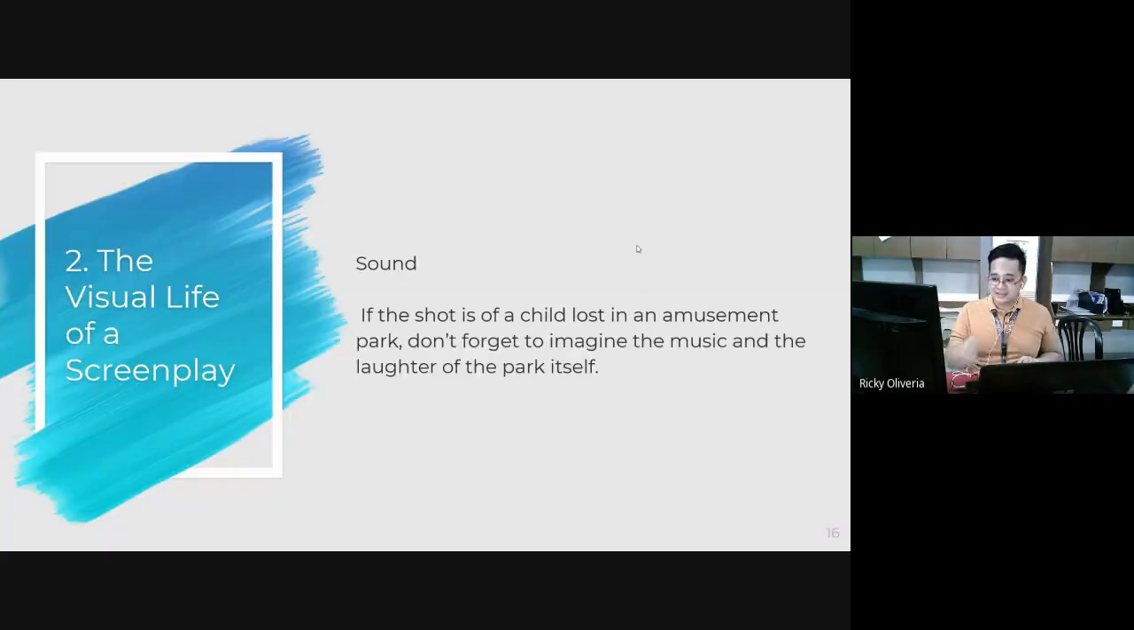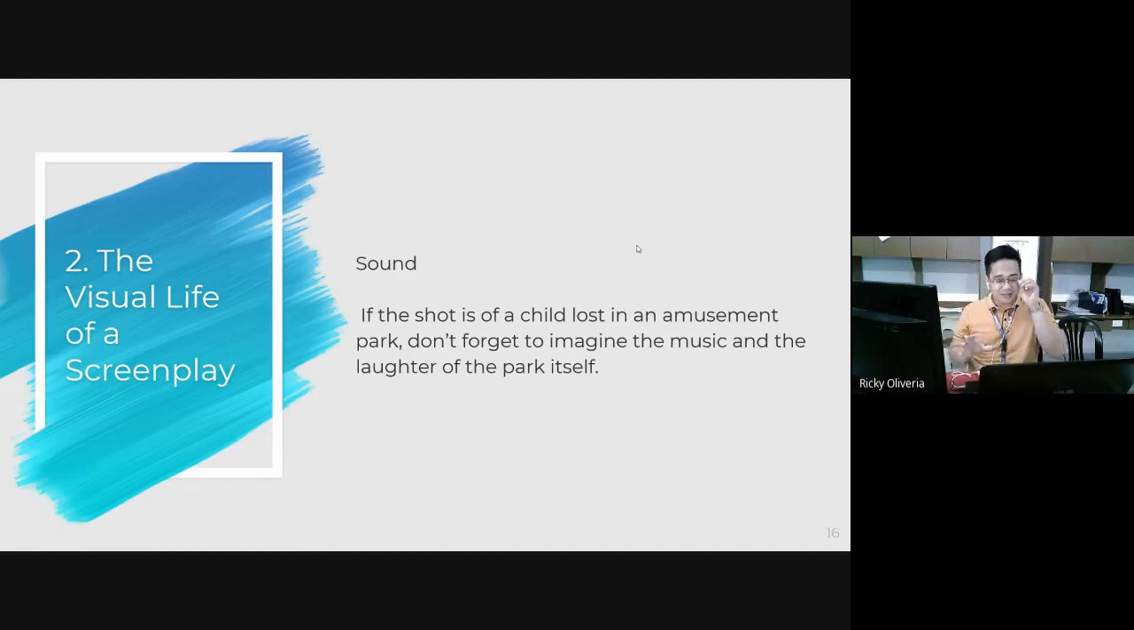Okay? Sound, no? This is also important. So this highlights a particular emotion, emphasis on a particular mood, emphasis on a particular scene. Halimbawa, example na lang yung nilagay ko dito. If the shot is of a child lost in an amusement park, don't forget to imagine the music and the laughter of the park itself. So, halimbawa, yung scene mo doon, nawawala yung bata.